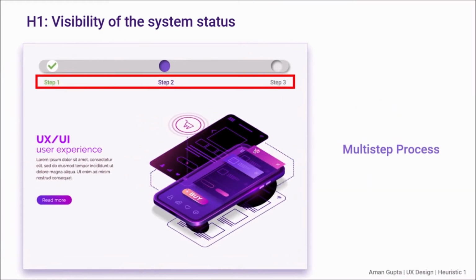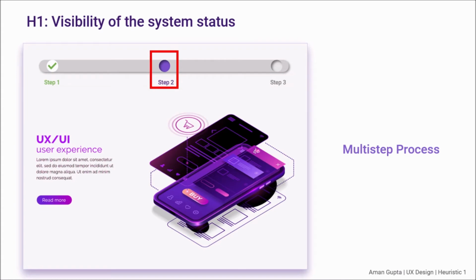In this example, there are 3 steps involved to complete this process. The system clearly shows that the user is on step 2. It also shows that step 1 is completed and step 3 is still pending. This helps a user to know how much more work is pending and how much work is completed.